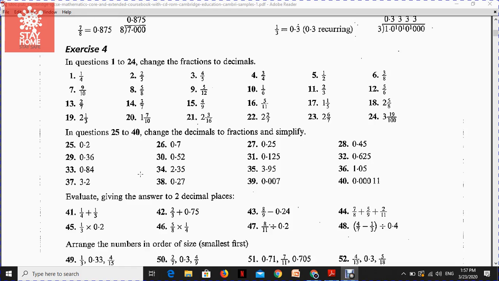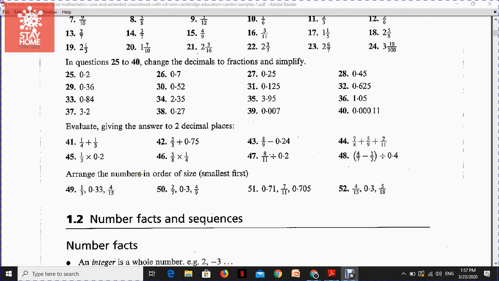Evaluate, giving the answer to decimal places. First add like the previous exercise and after that convert to the decimal. You know both the rules, how to add, how to multiply, how to divide, and at the end write in the decimal form. Answer should be in the decimal form.